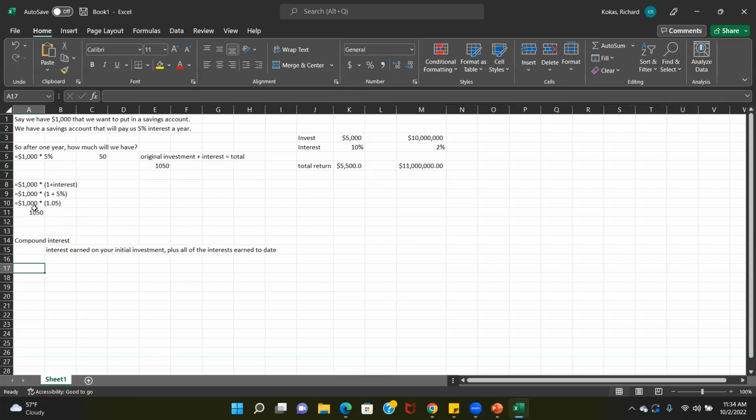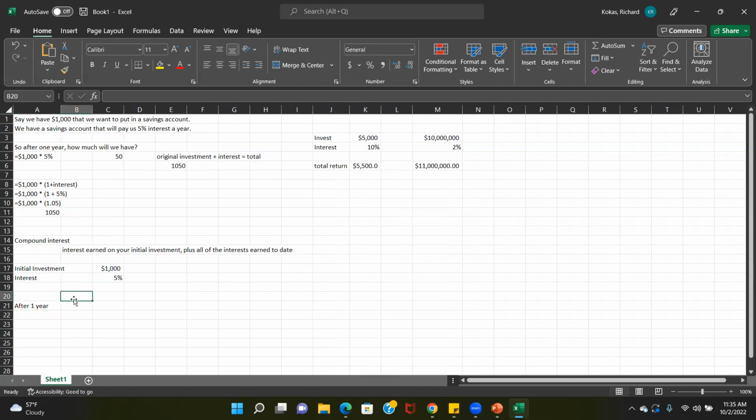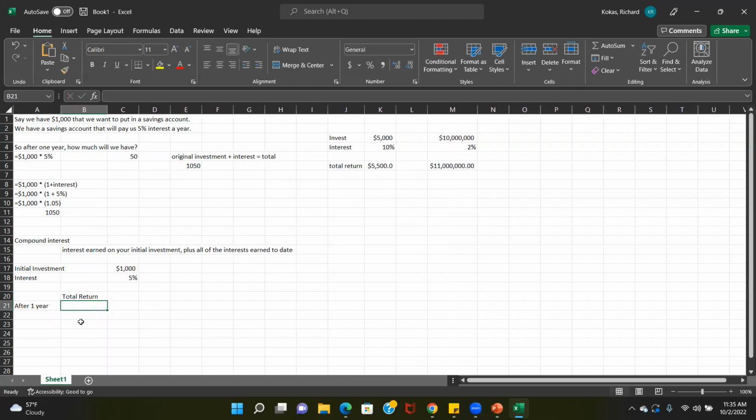Okay, so we already saw in 1 year we made $1,050. So I'll rewrite it down. Initial investment, we did $1,000. The interest, we're earning 5% interest, okay? And look, what if I make a cute little table? So after 1 year, the total return, so that's going to be our investment plus the interest. So after 1 year, we already calculated was $1,050.